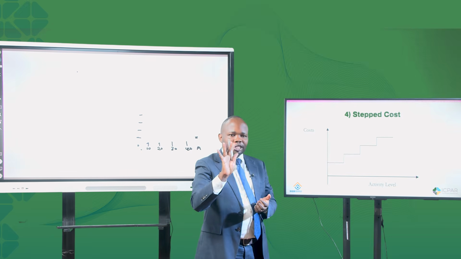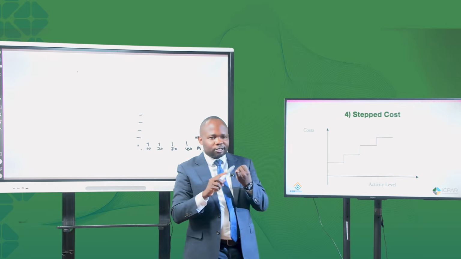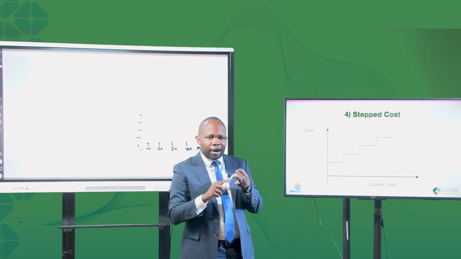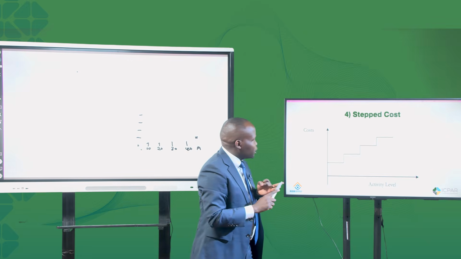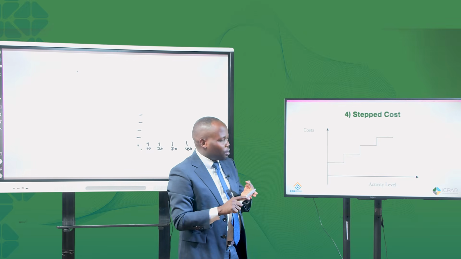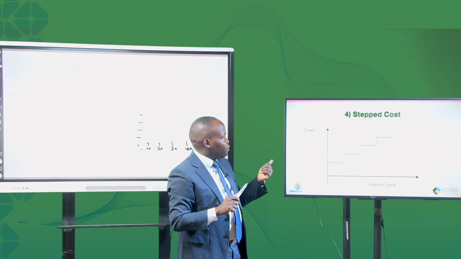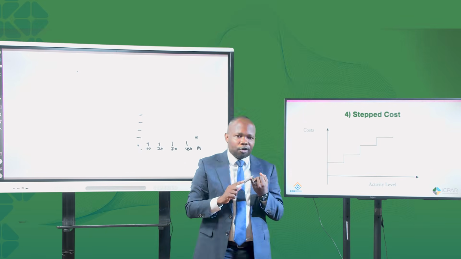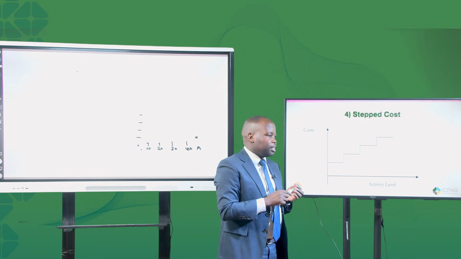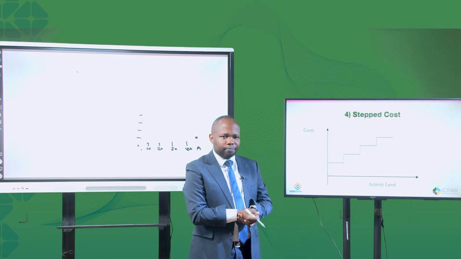We're summarizing 4 types of costs. Number 1, fixed cost. Cost that is constant throughout the activity. Number 2, variable cost. Cost that changes with the change in activity. Number 3, semi-variable cost, that is partly fixed and partly variable. And number 4, stepped cost. Cost that is constant up to a given activity level, beyond which it changes, then remains constant for the next activity level.